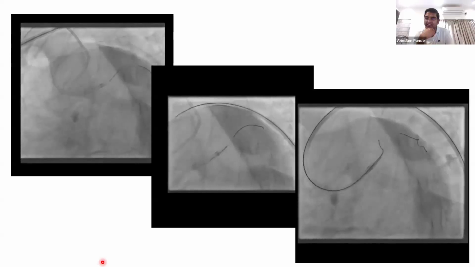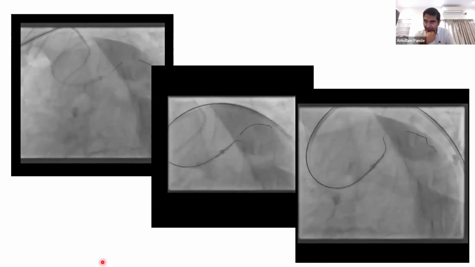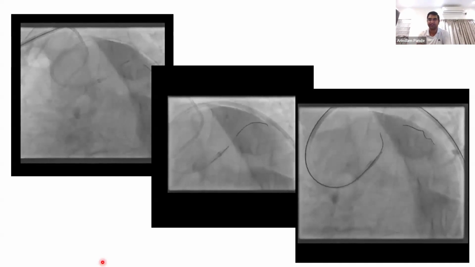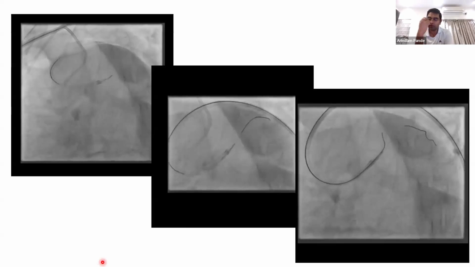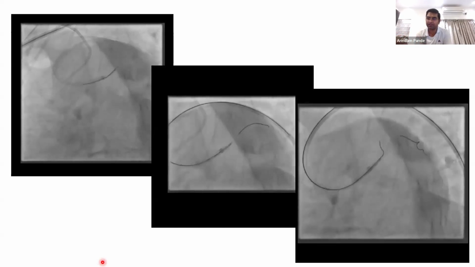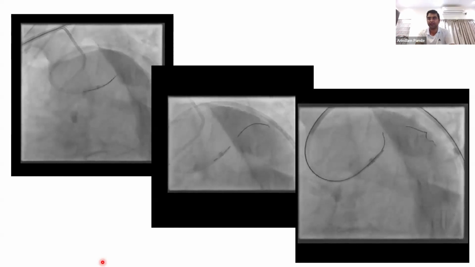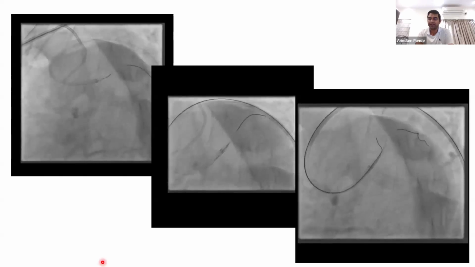And now the Fielder XT, you can see, made some progress. It has gone inside the CTO segment, though it was a very long CTO segment, but at least it has to some extent entered it. But the problem here again, you cannot give a good amount of torque delivery or pressure because it was flipping to the large ramus. So what we did at this point, we removed this microcatheter.